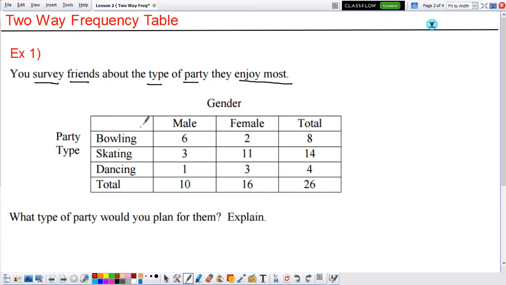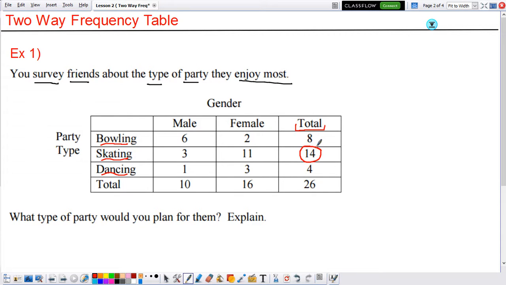Now, usually when you have this kind of a table, you will always have some kind of a question at the end. And here the question that we're trying to answer is, knowing that these are the answers that a group of individuals gave, we want to know what type of party they will prefer. Now let's see. We know we have bowling, we have skating, and we have dancing. We're going to pay more attention to the total because we want to know what type of party overall everyone enjoyed. So here, let's look at which group has the most numbers for total.